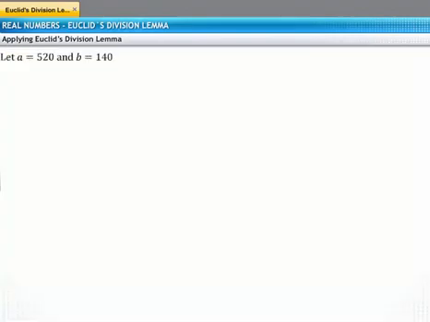Let's apply Euclid's division lemma to the two numbers, taking the larger number equal to a and the smaller number equal to b. Dividing 520 by 140, we see that 140 goes into 520 3 times and leaves a remainder of 100. Now consider the values of b and r in this equation. We see that r is not 0.